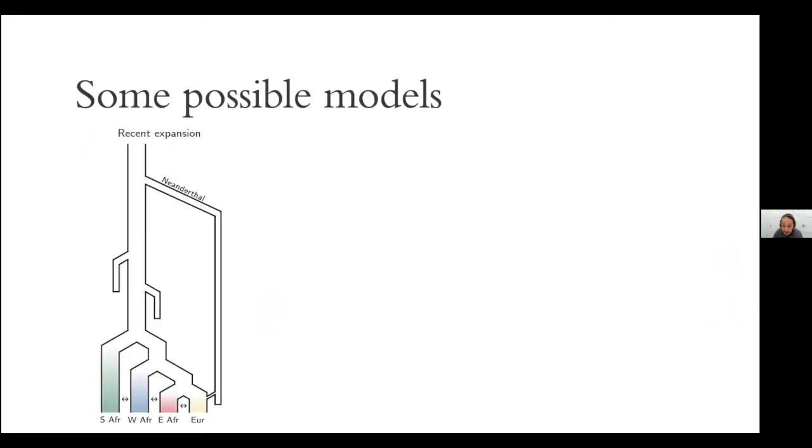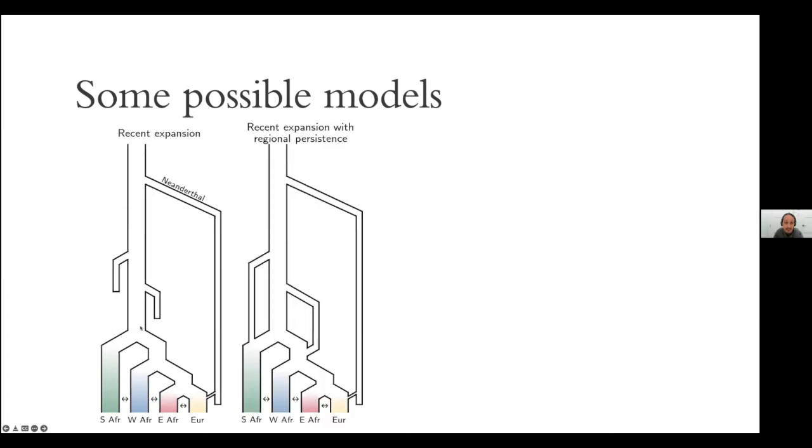Okay, so some possible models that have been proposed. One of them is this recent expansion model, where we had a single human population maybe living 120,000 years ago or something like that. There's also the idea that there was this kind of expansion, say from South Africa, and as the population expanded through different regions of Africa, it met other populations that already lived there, that had diverged for a longer amount of time. And so there was some amount of mixing going on. So that's a very plausible model.